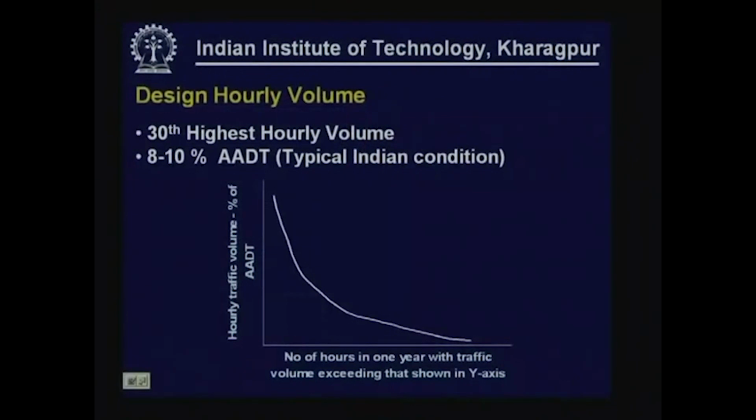On the other hand, if often the hourly volume exceeds the design hourly volume, then there will be a poorer level of service. There will be congestion, there will be unwanted reduction in speed, more delay. So, that is also again a difficult component. So, what is done?